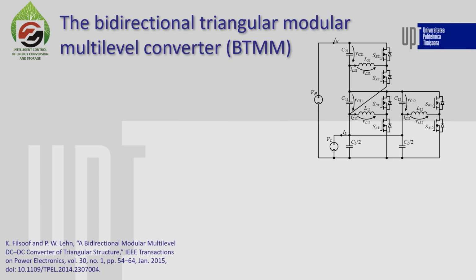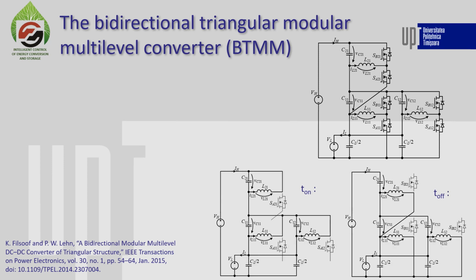Next, we will have a look at a modular multi-level converter with a triangular shape. Here the author proposes to use more modules if the required voltage is higher, and actually each module should operate at 50% duty cycle, but here we stopped for a 6-switch converter just to keep the number of switches at a lower value.